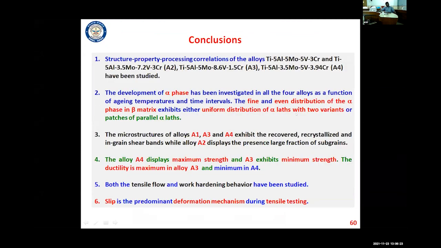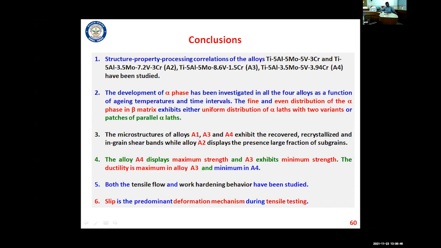Yeah, I will conclude that particular part of the structure-property-processing correlation of this alloy and also the other three alloys. We also studied the development of alpha phase, which was investigated in all four alloys as a function of aging temperatures and time intervals. The fine and even distribution of alpha phase in the beta matrix exhibits either a uniform distribution of alpha laths with two variants or patches of parallel alpha laths.